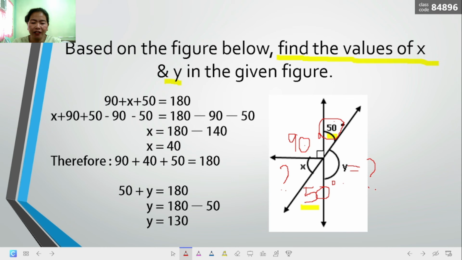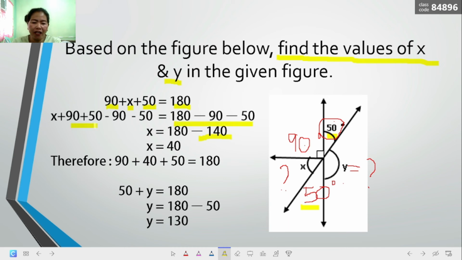Let us try to solve. We have X, or pwede po atong unahon ang 90 degrees. So we will have to arrange them. 90 degrees plus X plus 50 degrees equals 180, because this is a straight angle, or this is supplementary. Therefore, 90 plus X plus 50 is equal to 180. Let us add 90 plus 50, that is 140. Or X is equal to 180 minus 90 minus 50 degrees. So, nganong nag-minus man ta?